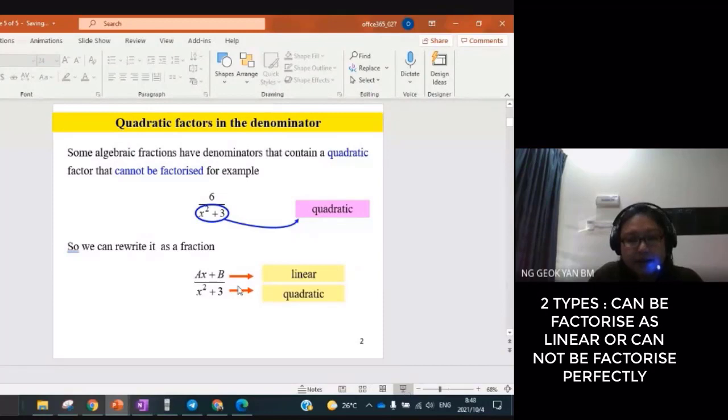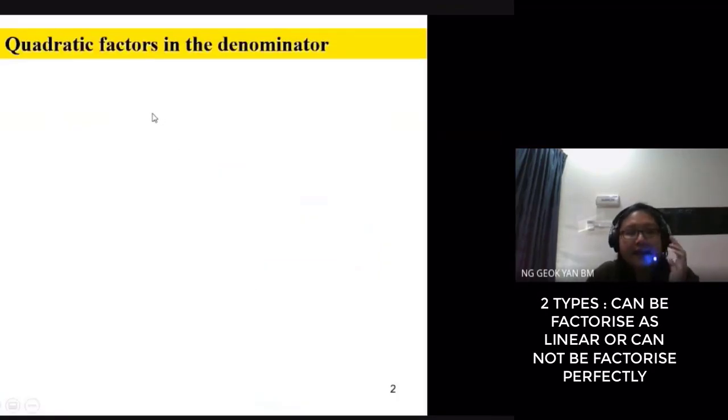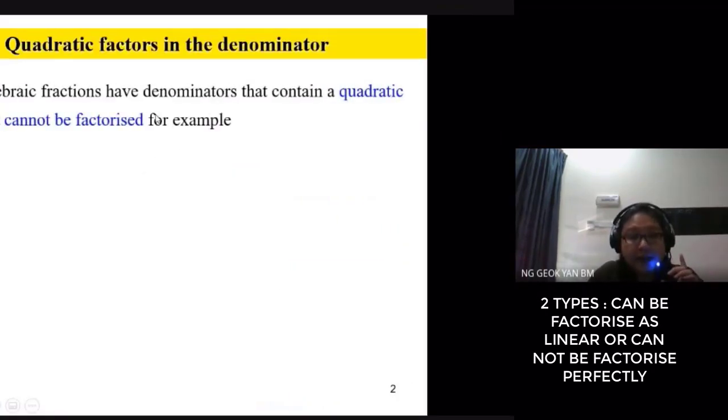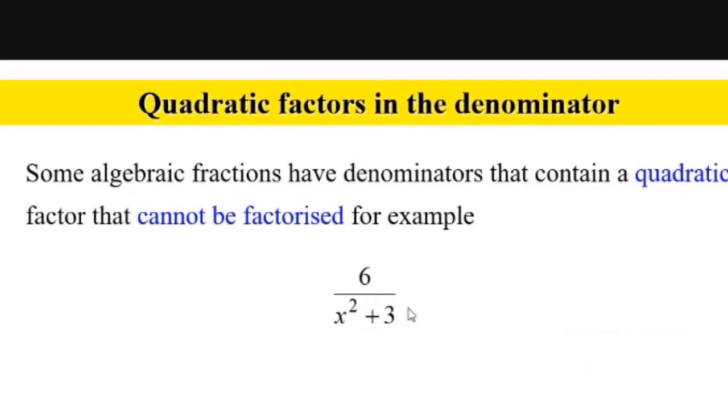Okay, sila tengok yang ini. When the quadratic factor in the denominator cannot be factorized, so kita akan guna inilah jenis dia, x square plus 3. Okay, x square plus 3. When you press a calculator, you found that this is a complex number. Either dia titik perpuluhan yang panjang ataupun dia keluar ada i, sebutan i. It means complex root. So this is called cannot be factorized.